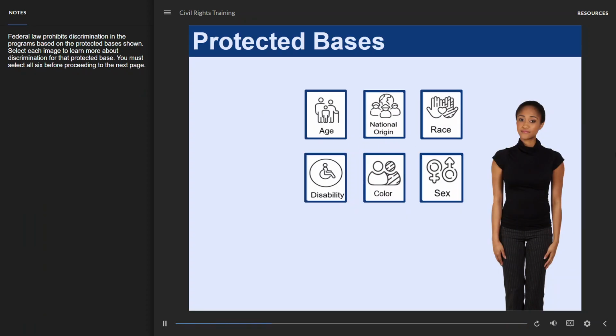Federal law prohibits discrimination in the programs based on the protected bases shown. Select each image to learn more about discrimination for that protected base. You must select all 6 before proceeding to the next page.